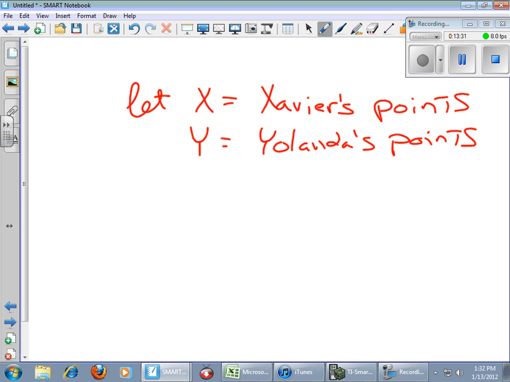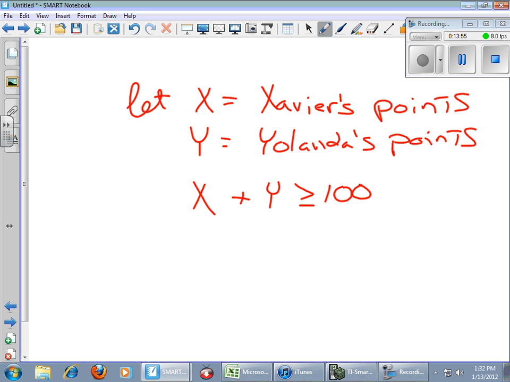All right, now, Xavier and Yolanda earned at least 100 points. I believe that means together. So x plus y is going to have to be greater than or equal to 100. It could be equal to 100, but it says at least 100. There's my first equation. Bam!